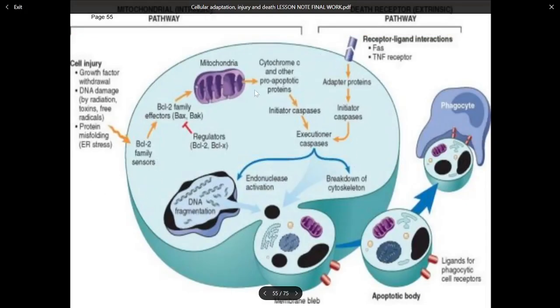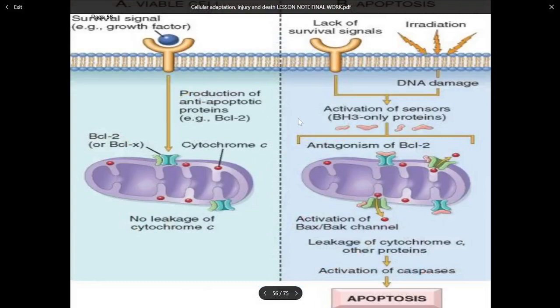So this is a diagrammatic representation of what we have spoken. I may not go into the details of this diagram because of time. I don't want this video to be too long.